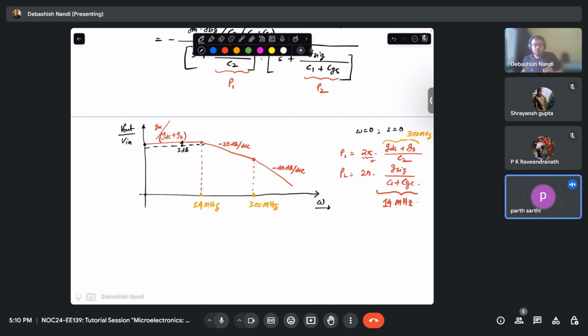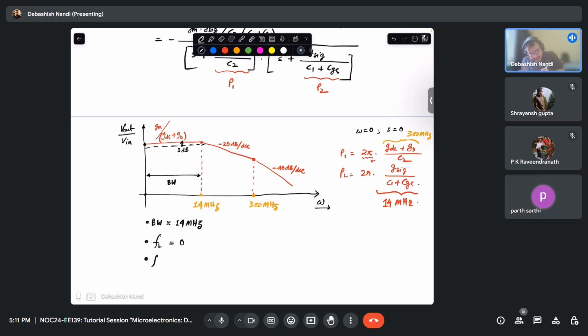So what is your bandwidth now? Your bandwidth is this 14 megahertz. So your bandwidth is around 14 megahertz. And what is your FL in this case? FL is 0 and FH is your 14 megahertz. Why FL is 0? Because at DC also I am having some gain, right?